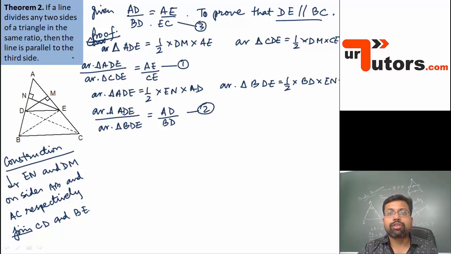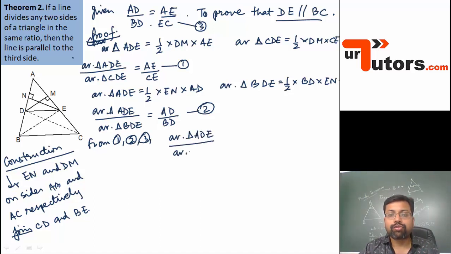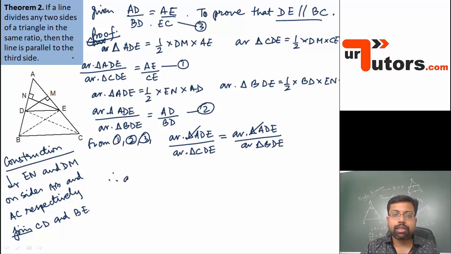Here it's given this ratio is equal, right? So from 1 and 2 we see that the right hand sides of both the equations 1 and 2 are equal. So from 1 to 3, we have area of triangle ADE by area of triangle CDE equal to area of triangle ADE by area of triangle BDE. This would get cancelled out. Therefore, you have area of triangle CDE equal to area of triangle BDE.